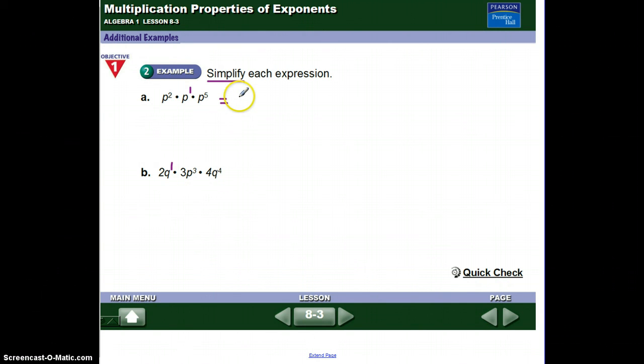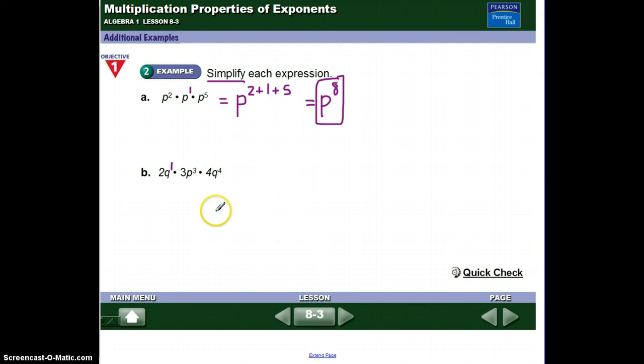Now with this problem, my bases are all p's, and since there's only one base, I'm actually going to have to add all these exponents together. So 2 and 1 would be 3, plus 5 would be 8. So p to the 8th is going to be my final answer.